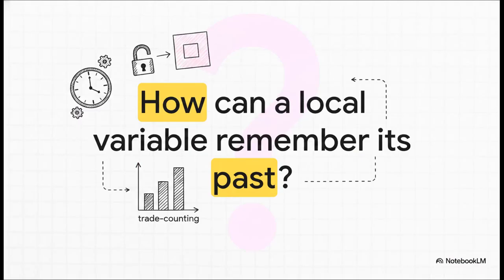Now ask yourself this: how exactly do you make a local function remember its own past? Let's say you've got a function that counts trades. If you use a standard local variable, it just resets to 0 every single time the function runs. You could use a global variable, sure, but recklessly exposing a variable globally completely breaks the rules of secure scoping we just talked about. So we need a hybrid.